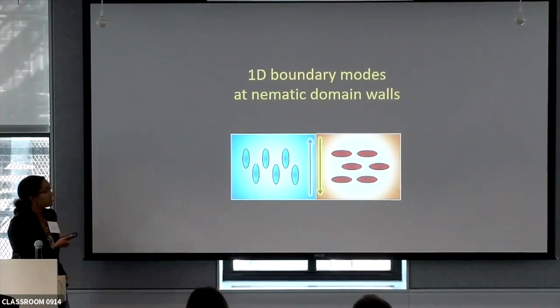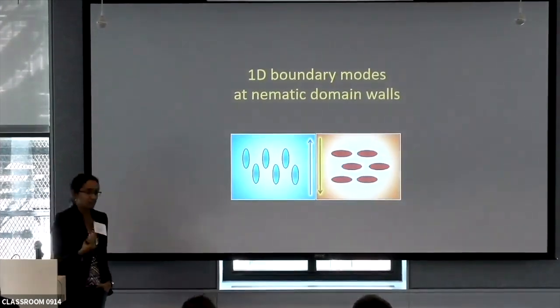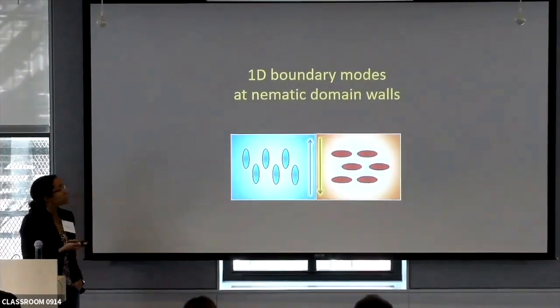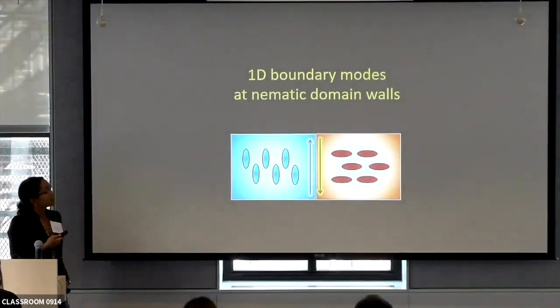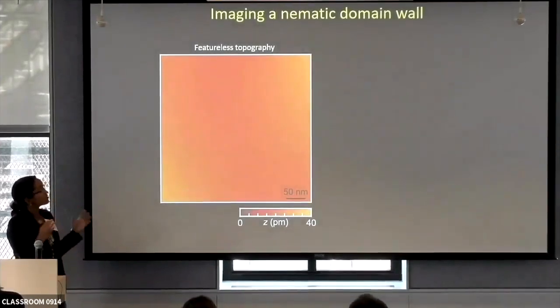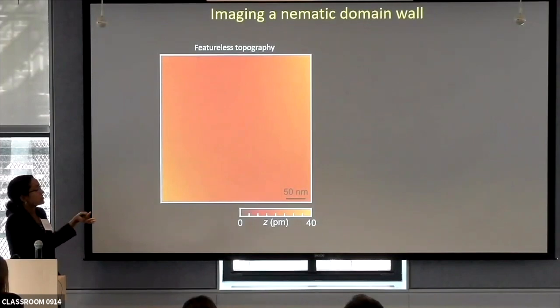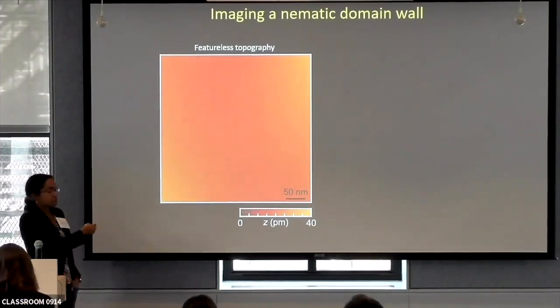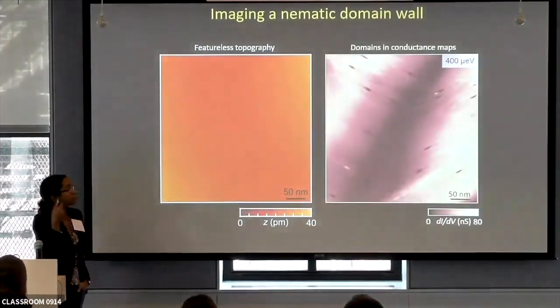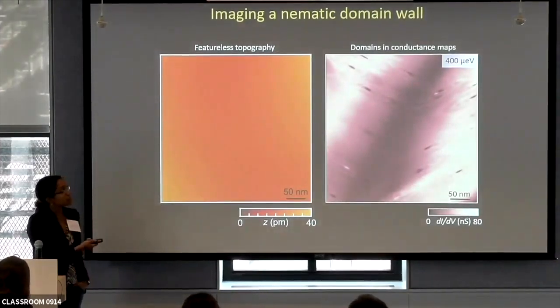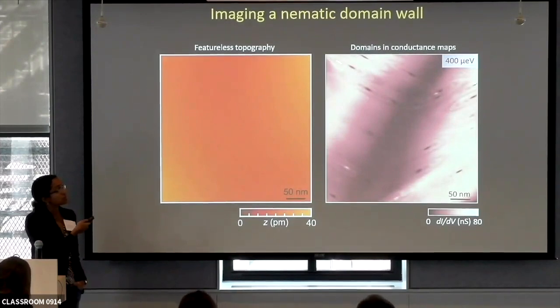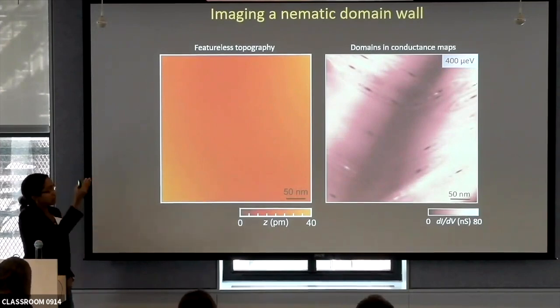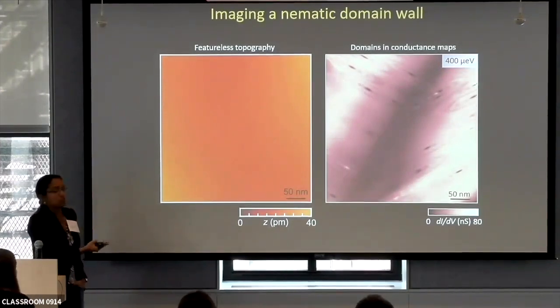Right, so now we want to say, okay, we can look locally at these different nematic regions. Can we find a boundary between them? What was quite exciting for us is we were able to find, in a very clean, large area of our sample, a surface that's completely featureless in topography. But if we look electronically at the conductance maps, we see this very striking domain wall here. So here we have these Landau level wave functions pointed in different directions on the left and right, and cutting through the middle is this electronic domain boundary.